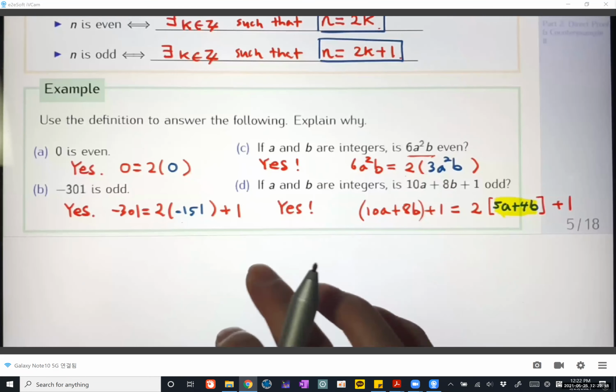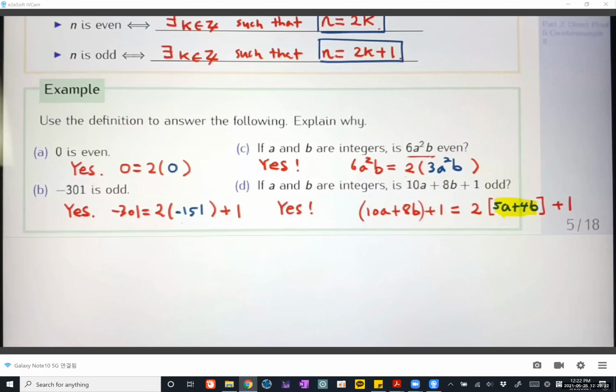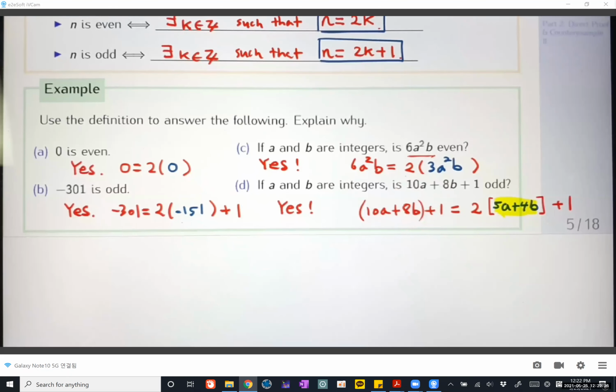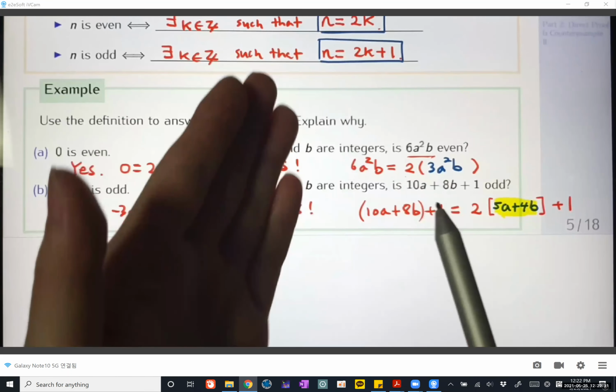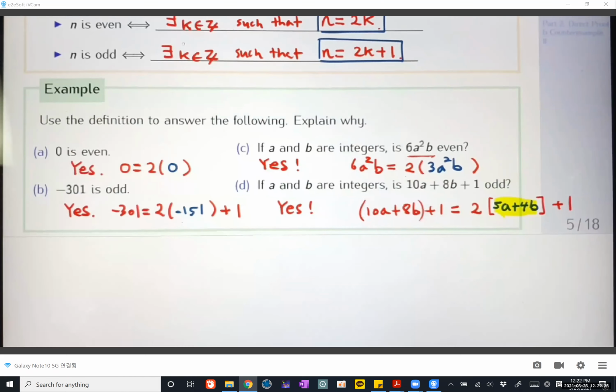Okay, thank you. So if you understood the definition of even and odd, let's move on and do some discussion of prime numbers and composite numbers. Our goal today is to do with even and odd integers as well as prime and composite numbers.